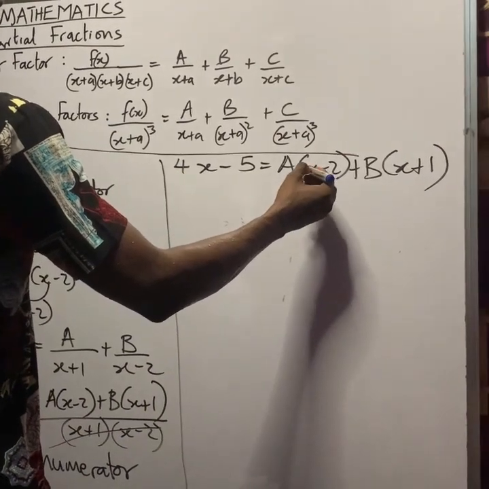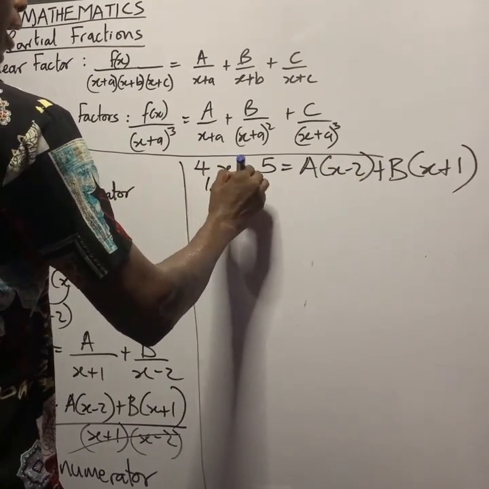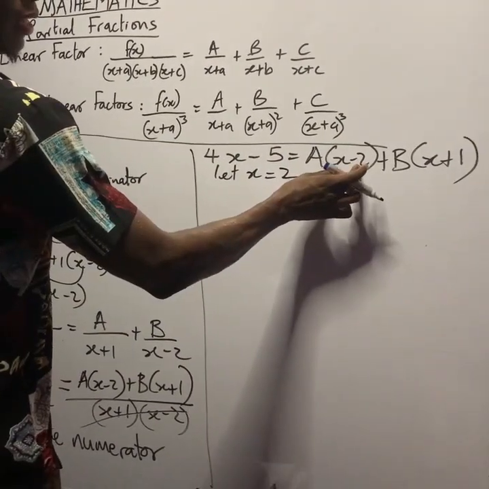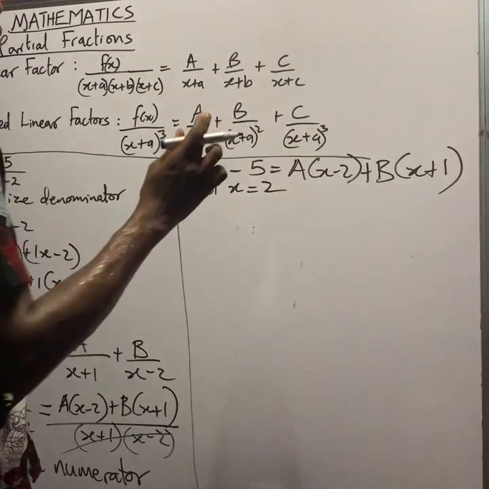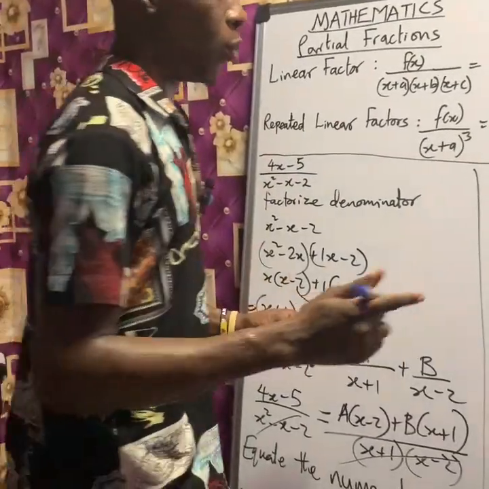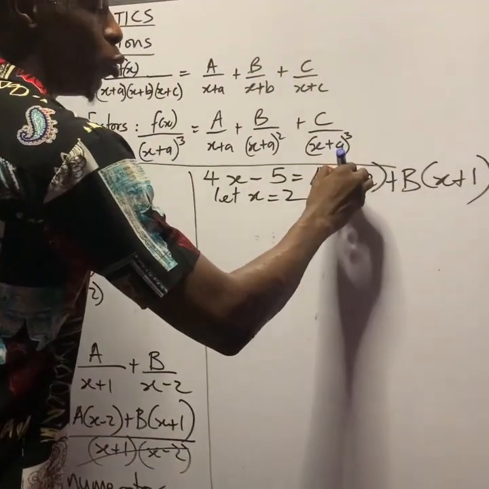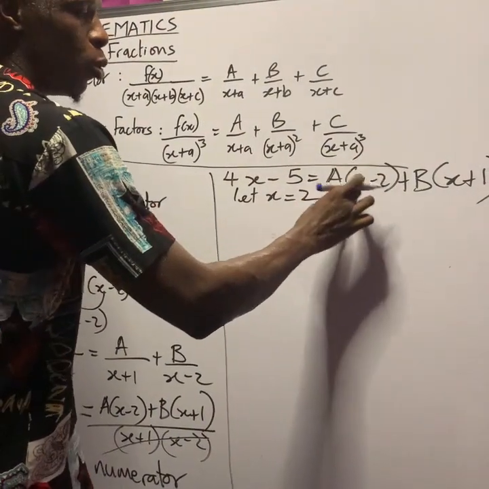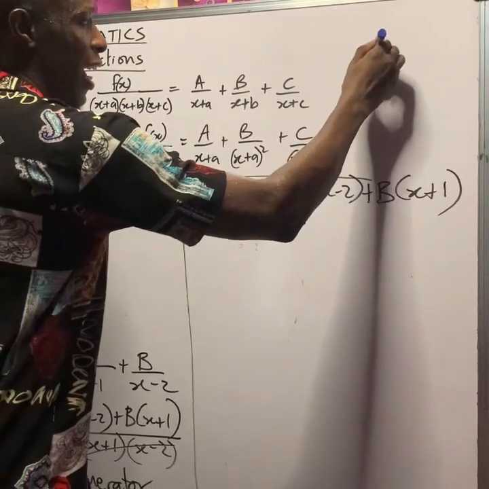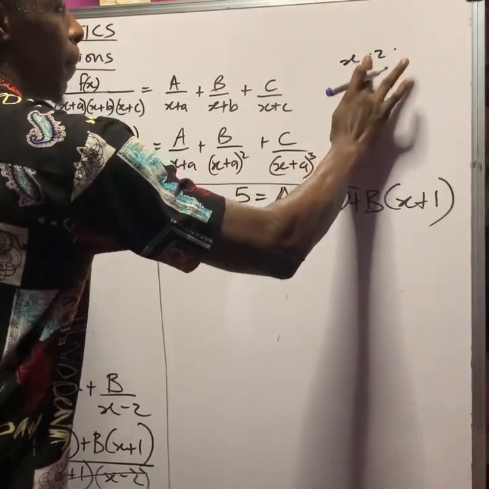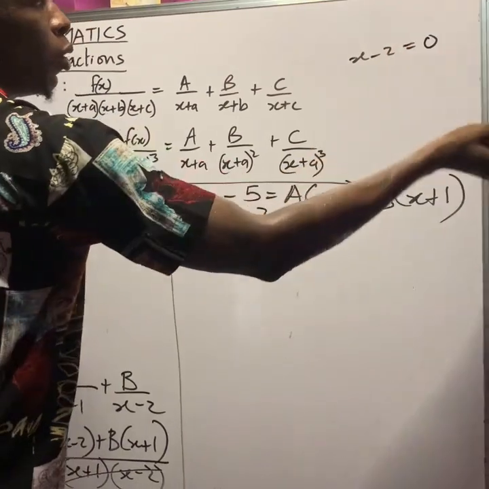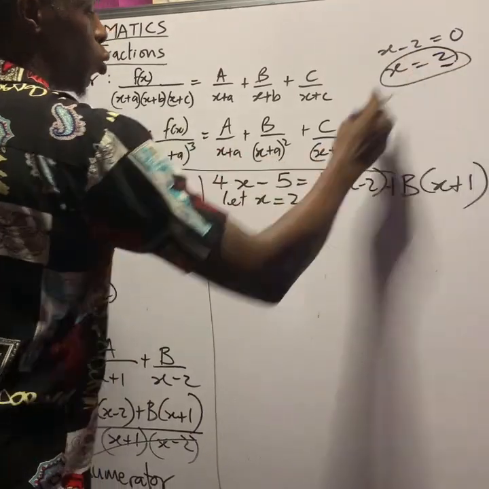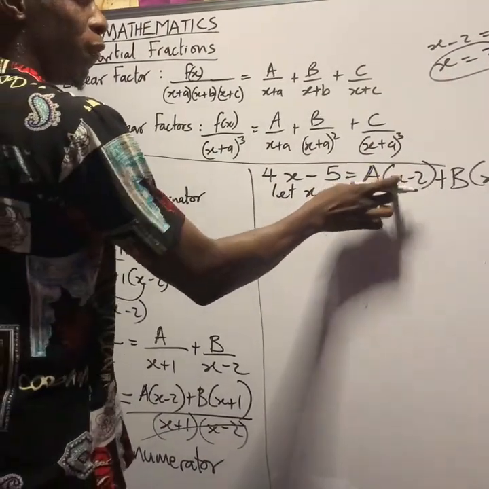We're going to say let x equal to 2. Why? We want to make this whole part become 0. So because we want to make it become 0, what are we going to use to substitute x so that the whole of this will be 0? The easiest way to know that is just to equate this part to 0. We say x minus 2 equals 0. Therefore, x equals 2. Since x is equal to 2, you say let x equal to 2 to remove this part of the equation.